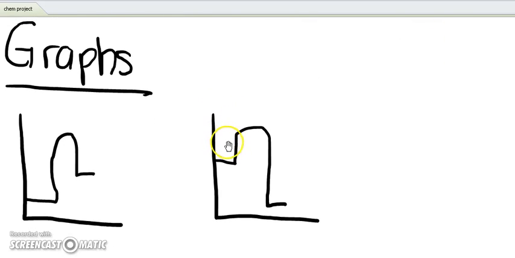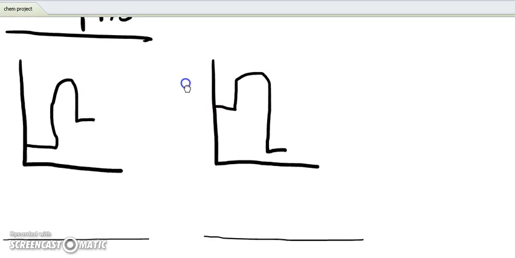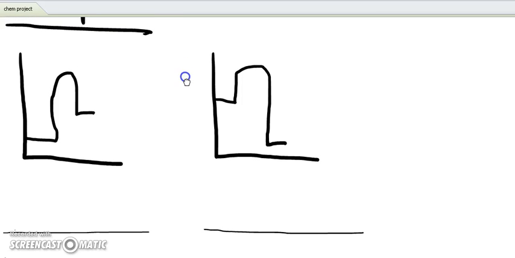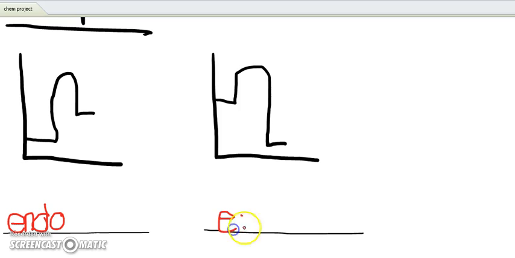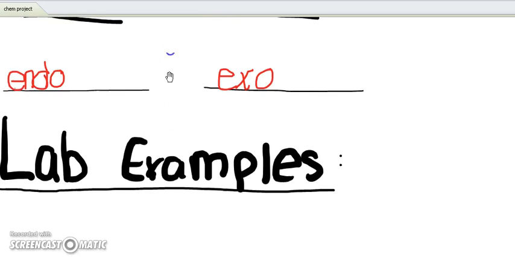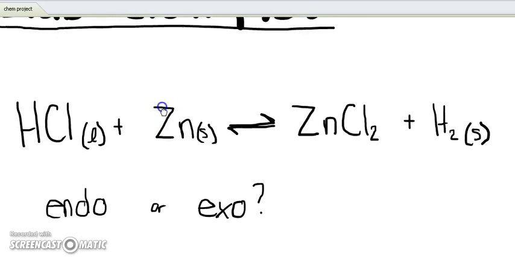Now would be a good time to pause the video and see if you can identify which graph is endothermic and which graph is exothermic. Okay, you should have found that this graph here is going to be endo, and this graph here is going to be exothermic. And one last example is going to be our lab example here.